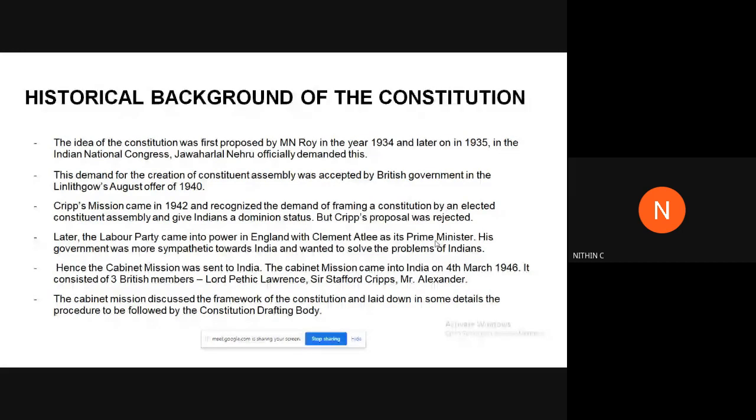Usually you can see these two questions in your PSC exams: the Cripps Mission and the Cabinet Mission. Don't get confused between these two. The Cabinet Mission's proposal was approved, and that was the leading point towards the formation of the Constituent Assembly.